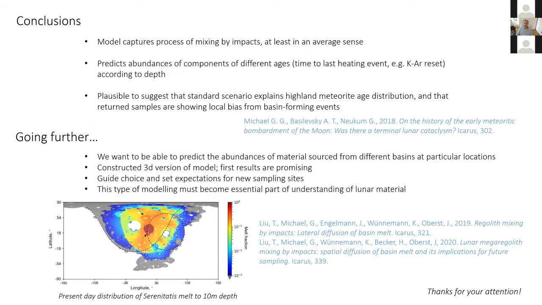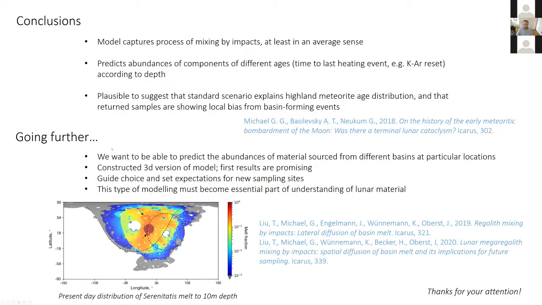So in conclusion, the model that we built captures the process of mixing by impacts, at least in an average sense. It predicts the abundances of components of different ages, and by ages we mean the time to the last heating event, in correspondence to depth. And it's plausible to suggest that the standard scenario explains the highland meteorite age distribution, and that the return samples are showing a local bias from basin-forming events. That's the paper that we had in 2018.